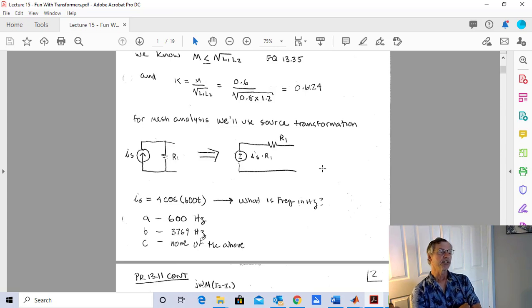It sounds like an easy question, but it's something that students miss quite frequently in exams. In this case, this is a radian frequency, and so if I divide that by 2 pi, I'm going to get the frequency in hertz. So it's going to be around 200 hertz. So let's go with none of the above.